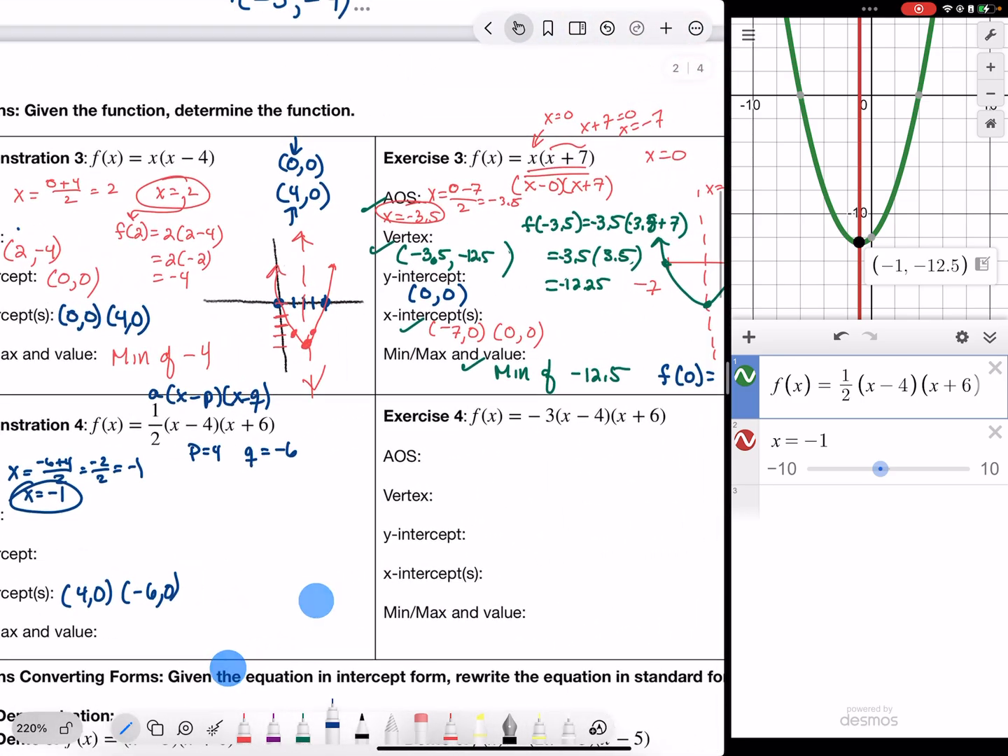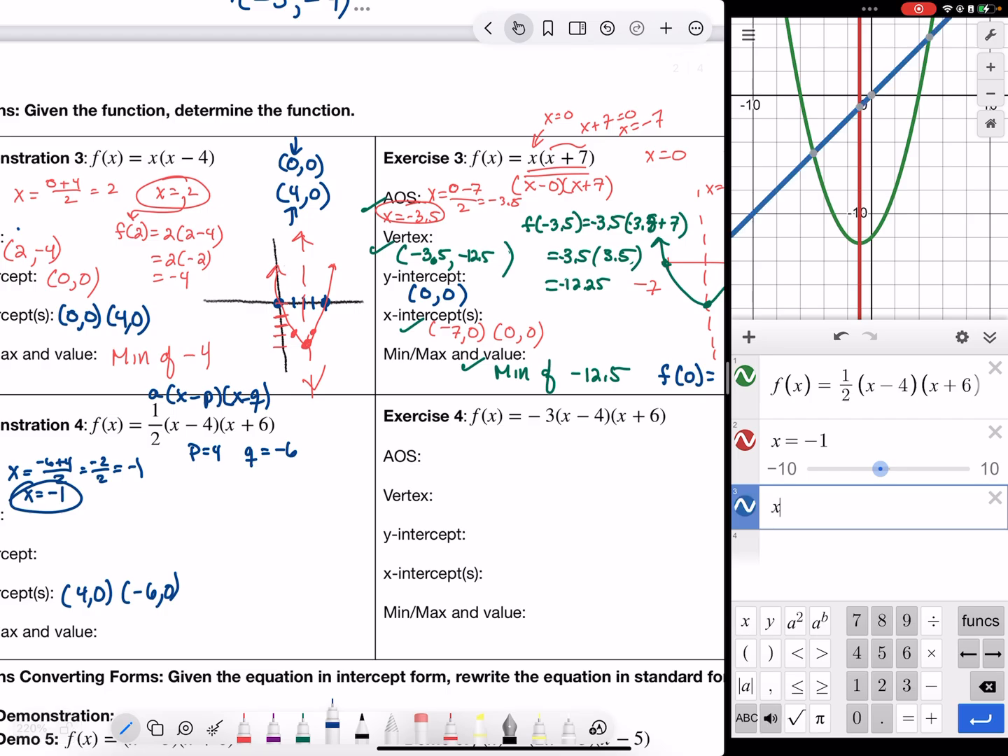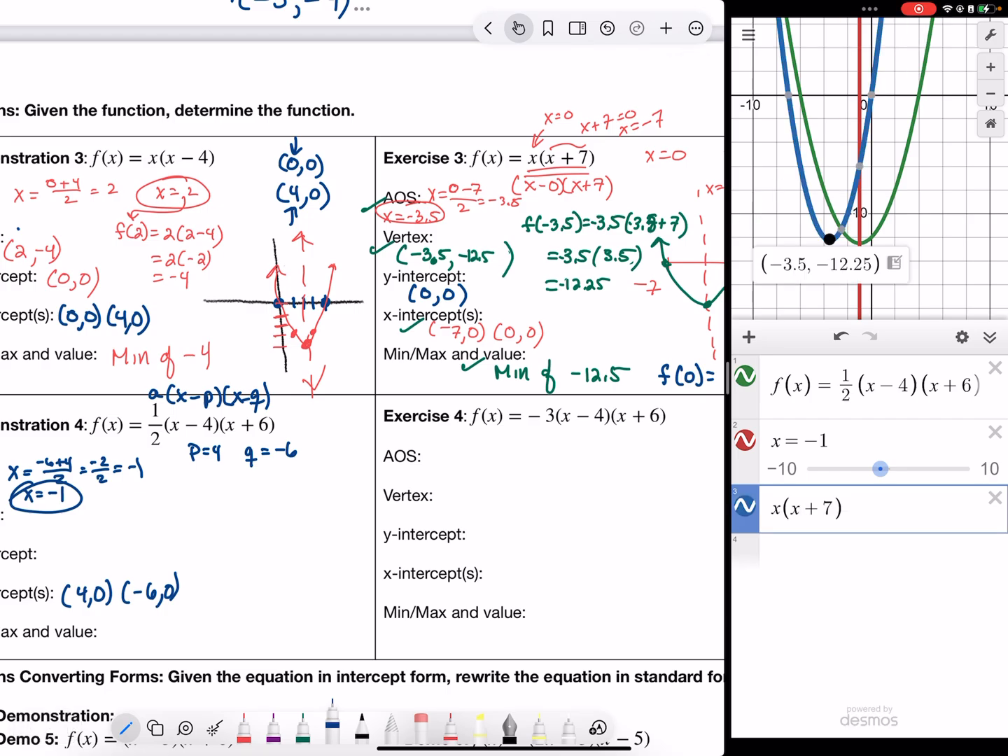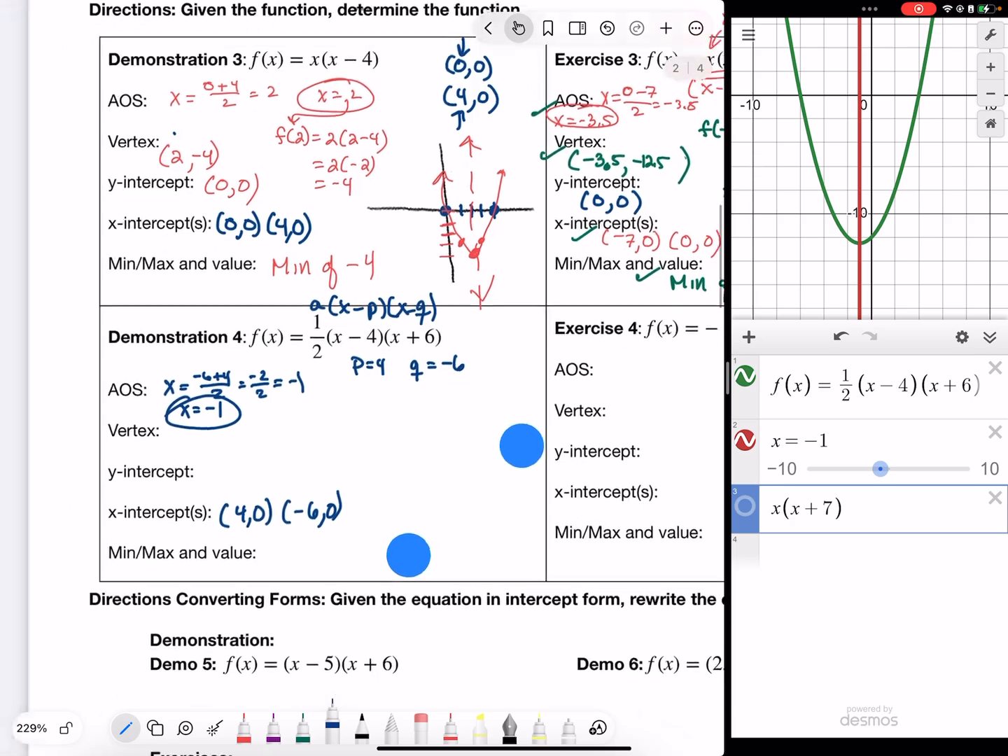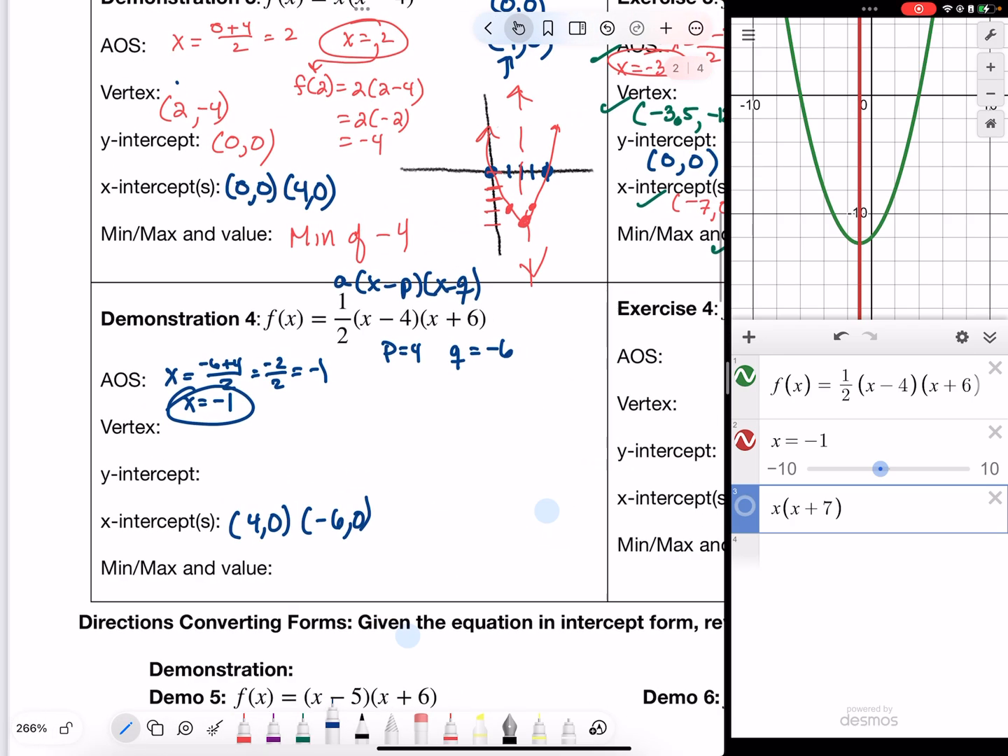Half x minus 4, x plus 6. I'm going to grab that other one real quick. X times x plus 7, just to make sure I did that one right. Oh, look at that. Got exactly the same vertex, y value. Very cool. All righty, let's finish this thing up here. So my vertex I do know now. It's negative 1, comma, negative 12.5. But again, I didn't really calculate that. I just found that with my Desmos.